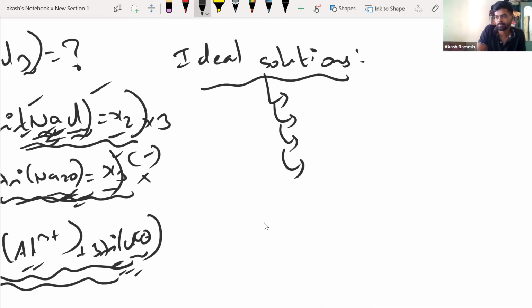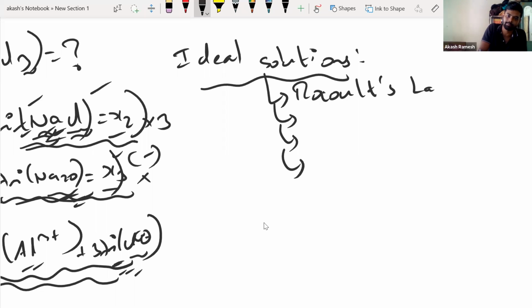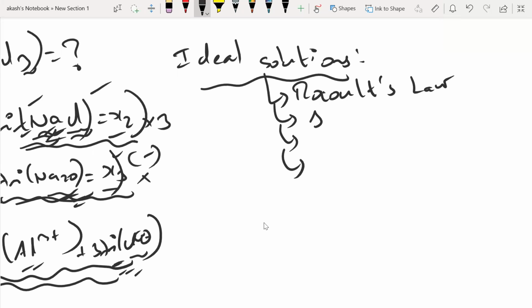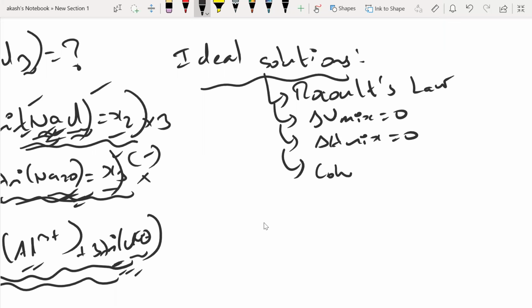Obey Raoult's law. Obviously, that's the first case. It has to obey Raoult's law. Okay, second one? Delta V mix, that is, volume of mixing is equal to 0. Okay, next? Enthalpy of mixing should be 0. Exactly. Enthalpy of mixing should be 0. And last? Cohesive force should be equal to the adhesive force.